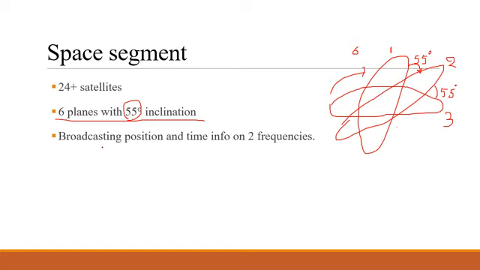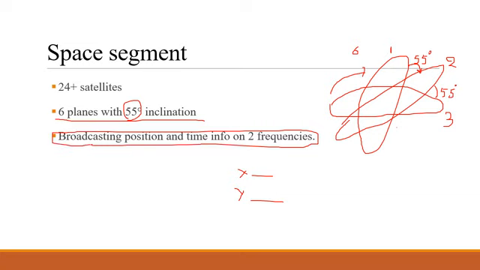Broadcasting position and time information on 2 frequencies. This is generally related to electronic parts. However, I want to say here that there are 2 frequencies used for position and time, like X megahertz and Y megahertz, but we are not concerned with this part because it's totally related to the electronic point of view. It is important, however, we are not doing it in detail here.